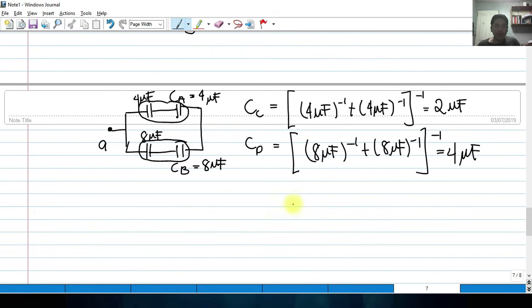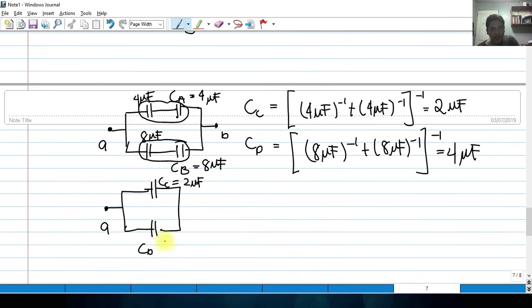So if we're going to redraw again the circuit here, we have this circuit. These two become now 1, so that is the equivalent. And these two also become 1. And we know that this is C sub T. And this is now C sub C, which is equal to 2 microfarads. And this is 4 microfarads. And we have the terminals A and B.